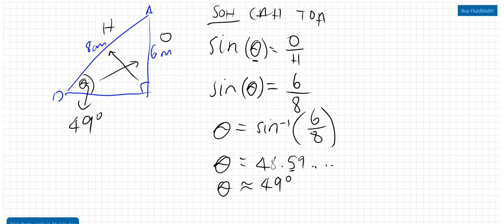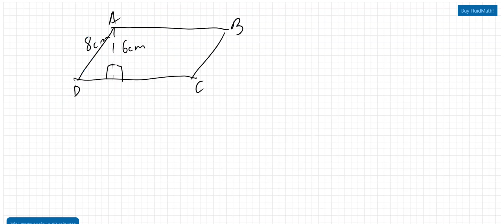And now that we have found one angle, we can actually find every other angle in that parallelogram. So I'll just draw it again. Okay, so we have found this angle down here to be 49 degrees. Using our knowledge of parallelograms, opposite angles are equal. So the opposite angle for D here is now B, so that's 49 degrees. I also know that angles side by side have to add up to 180 degrees.